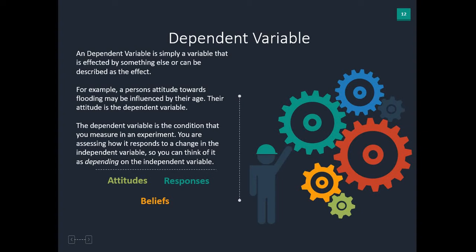On the other hand, a dependent variable is something that is affected by something else. So as I mentioned before, while their age is independent and is not influenced by their attitudes towards flooding, their attitudes towards flooding, a dependent variable, can be influenced by their age. Okay? So the dependent variable is the condition that you are measuring in an experiment. You're assessing how it responds to a change in the independent variable. So you can think of it as depending on the independent variable. And often attitudes, responses, and beliefs are dependent variables.